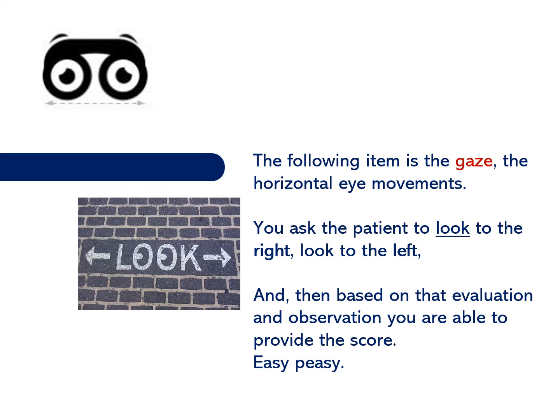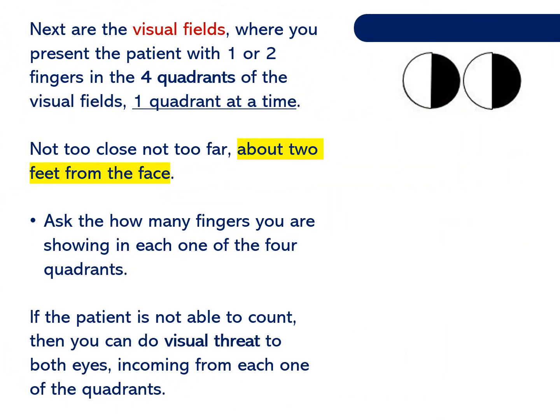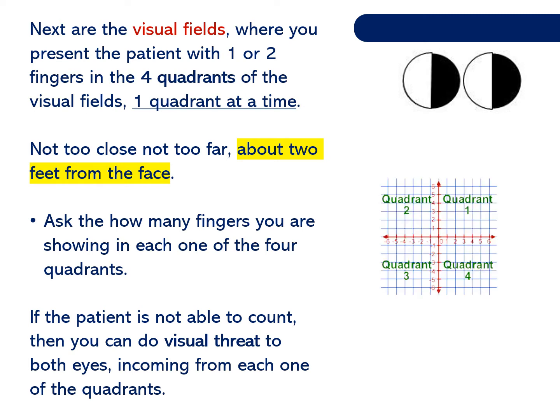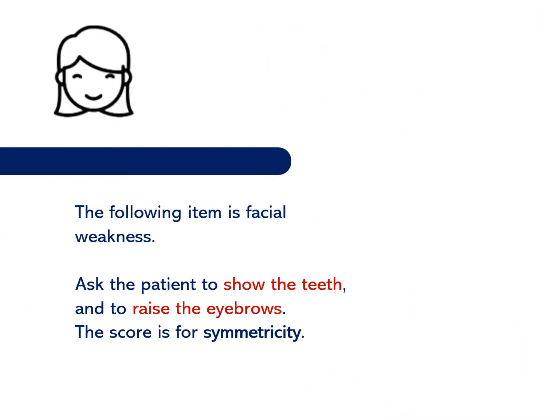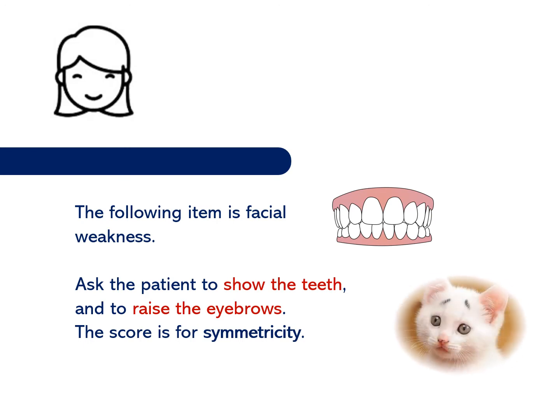Easy peasy. Next are the visual fields, where you present the patient with 1 or 2 fingers in the 4 quadrants of the visual fields, 1 quadrant at a time. Not too close, not too far, about 2 feet from the face. Fingers you are showing in each one of the 4 quadrants. If the patient is not able to count, then you can do visual threat to both eyes, incoming from each one of the quadrants. The following item is facial weakness. Ask the patient to show the teeth, and to raise the eyebrows. The score is for symmetry.